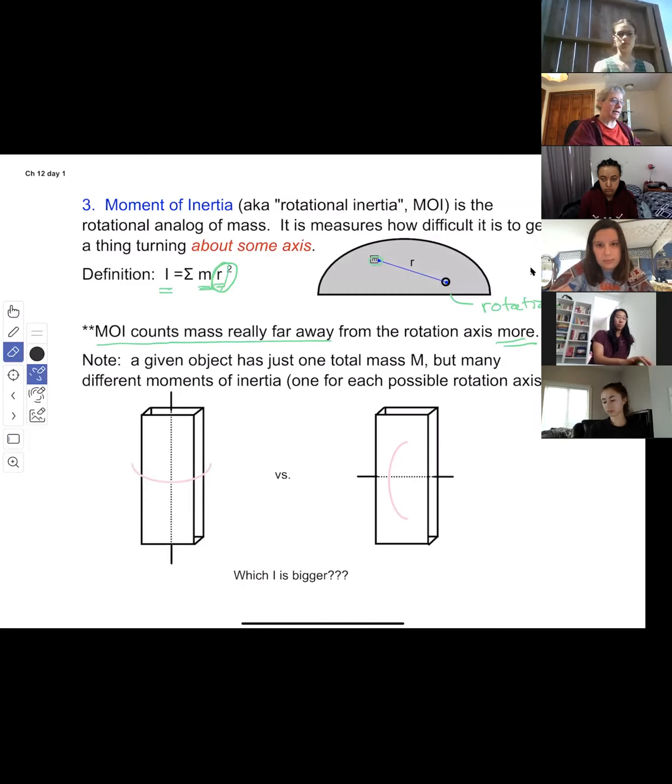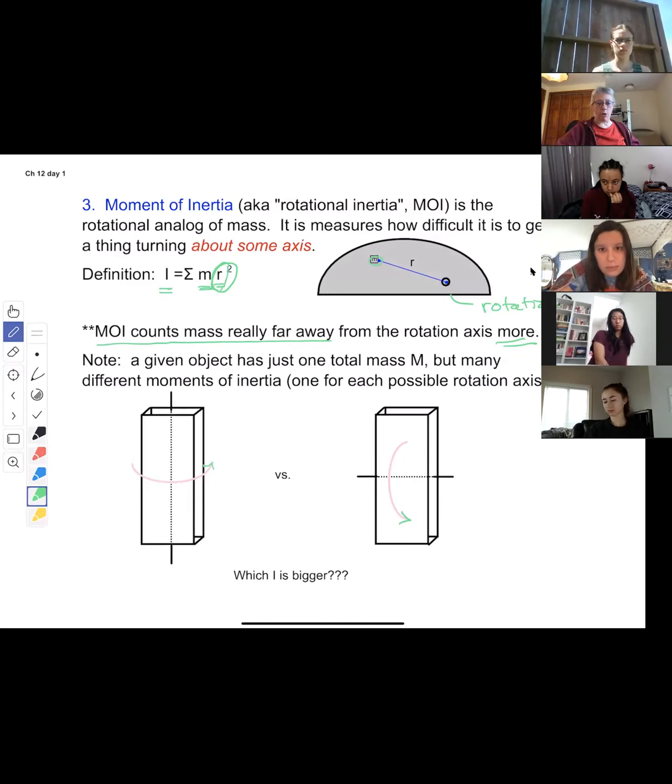So if I were to take an object like this box and try to rotate it around this up and down axis, that'd be like rotating my pen this way, right? Or if I were to try and rotate it this way, which one of those would have the bigger moment of inertia?